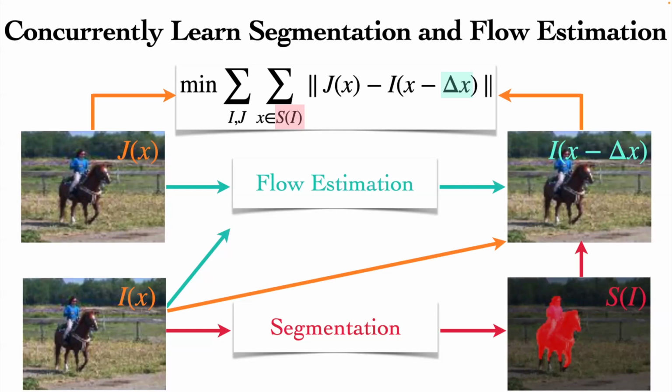Now, in order to have minimum reconstruction loss, two things have to be correct at the same time. If you have the right segmentation but the wrong flow, it won't work. If you have the right flow but not the right segmentation, the other way around, it won't work either. Both segmentation and flow should match what's actually happening.